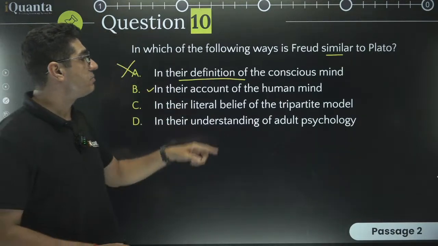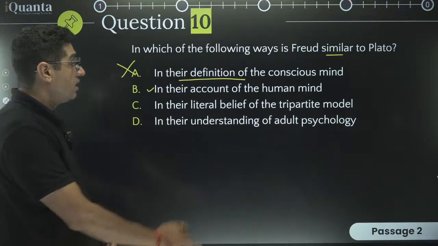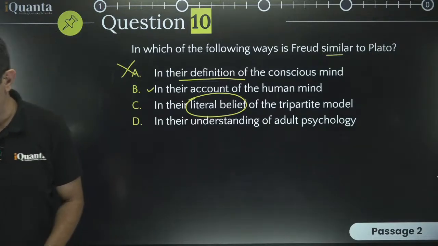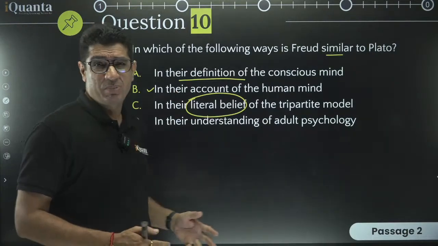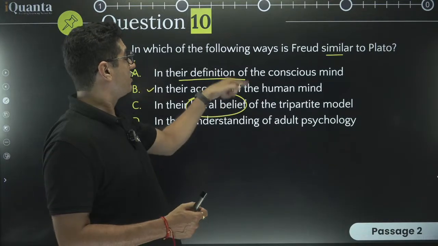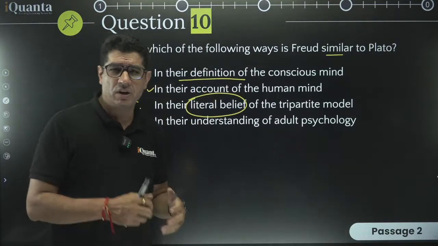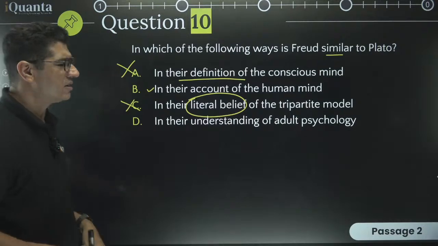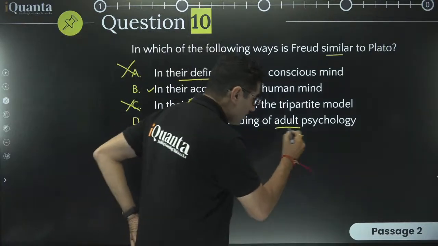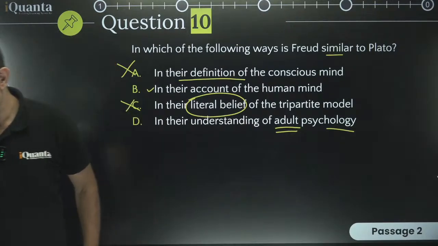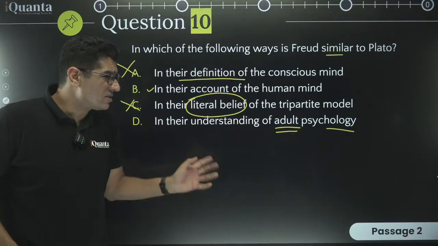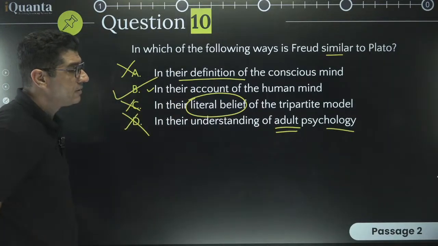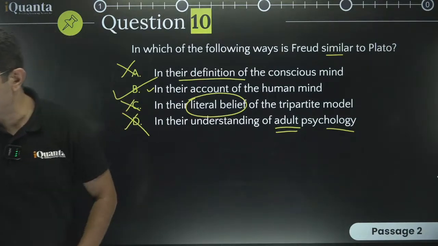See, in the literal belief of the tripartite model. Now see, Freud believed in it literally. Did Plato also believe in it literally? Freud, yes. Plato, we don't know. So to say that they are similar in this way will not be possible in that particular scenario. And D, in their understanding of adult psychology. Dude, does the passage talk about adult psychology? It's not even mentioned in the passage. Isn't it out of scope? So B.